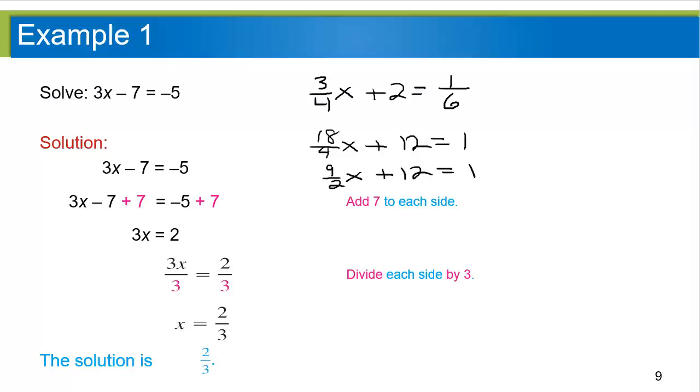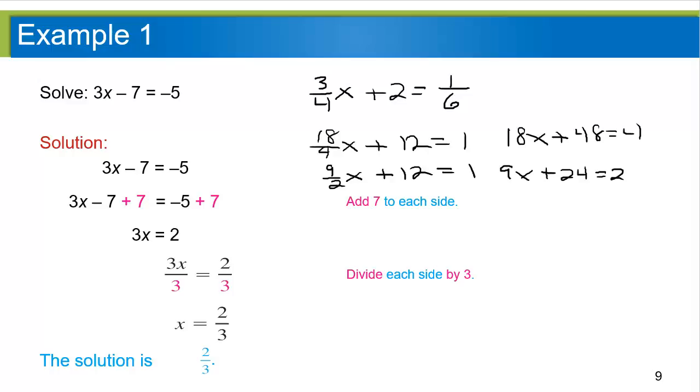Now that I've reduced it, I now have to multiply everything by 2. If you didn't see that, you multiplied everything up here by 4. So I'm going to do both of them. You'll see that it works. So on this top one, we're going to multiply everything by 4. We're going to get 18x plus 48 equals 4. This one, we multiply everything by 2. We get 9x plus 24 equals 2.